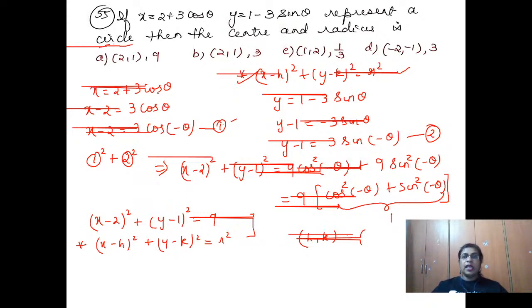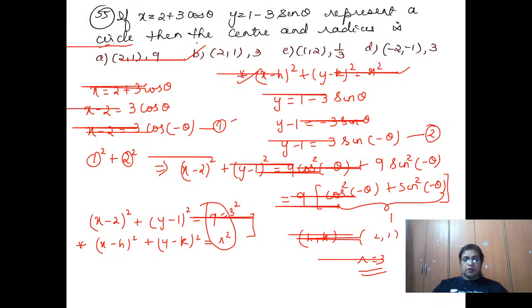So 2 comma 1. I just can't find the option with 2 comma 1, because here I have two options with 2 comma 1. So center is nothing but 2 comma 1. What is radius? Remember here, radius square is 9. They did not ask us radius square, they asked us radius. So what is r equal to? 9 I can write as 3 square. So compare. So radius is equal to 3. Okay. So radius is equal to 3 and center is 2 comma 1. So my B option is satisfied.